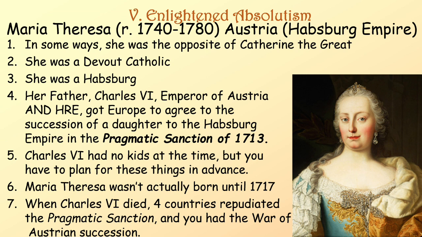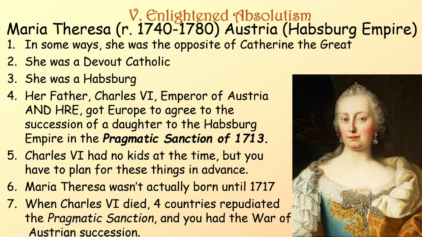Well, that brings us to our next Enlightened Absolutist monarch, Maria Theresa, who ruled from 1740 to 1780. She ruled Austria in the Habsburg Empire. She was a Habsburg. In some ways, Maria Theresa was the opposite of Catherine the Great. She was a devout Catholic.